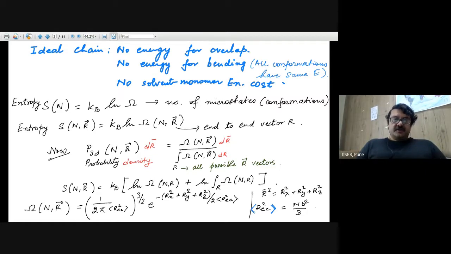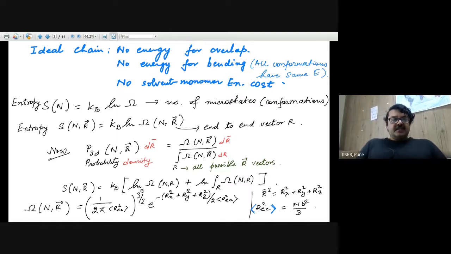and then the entropy of the chain with a fixed end-to-end vector R can be given as kB times the log of this quantity, right? So it's kB ln omega n of R plus ln omega, where you have an integral over all possible dR. So all dR are allowed, and that's the total number of conformations which are allowed.